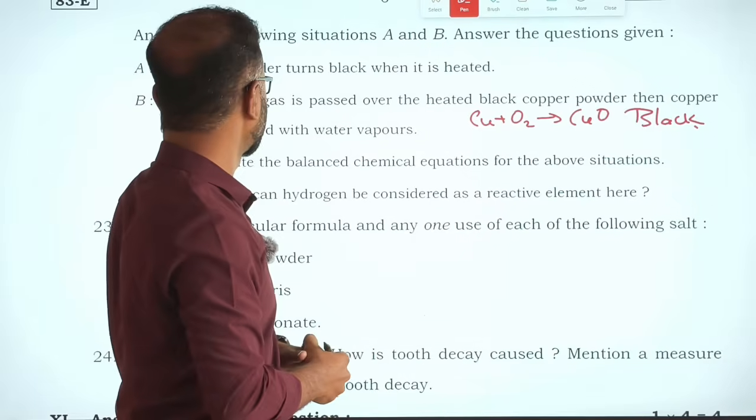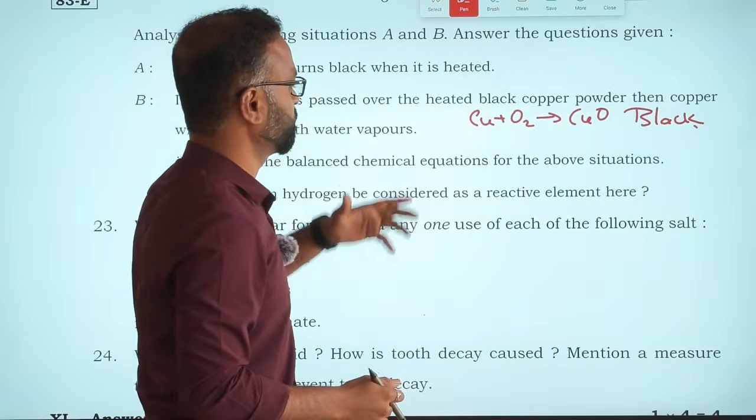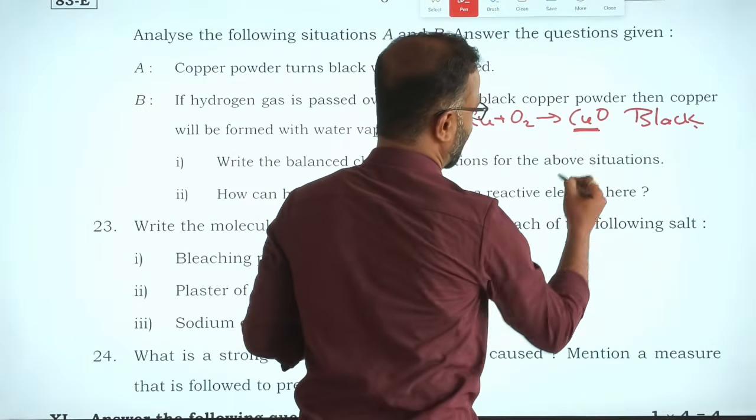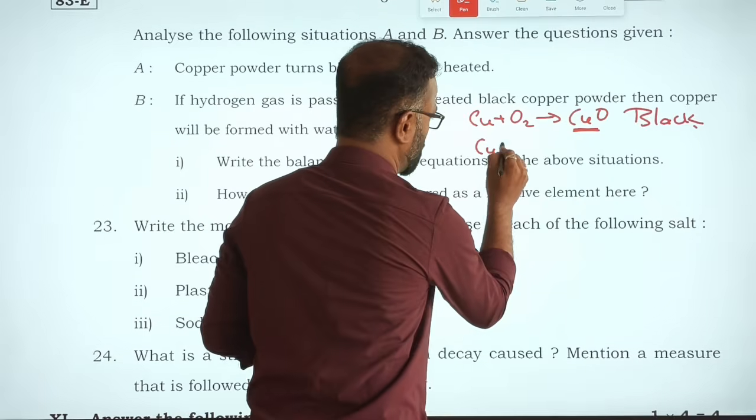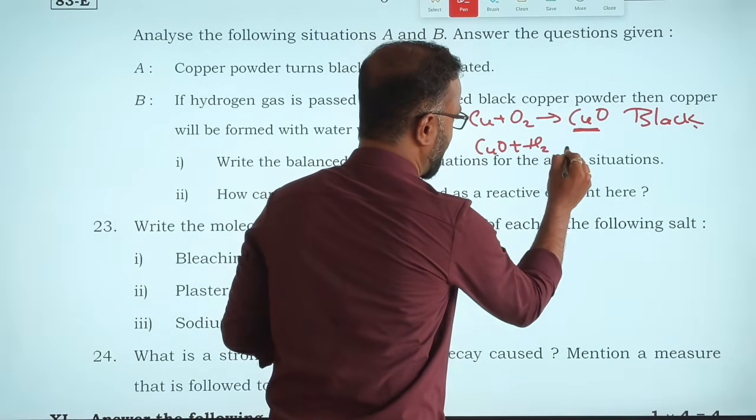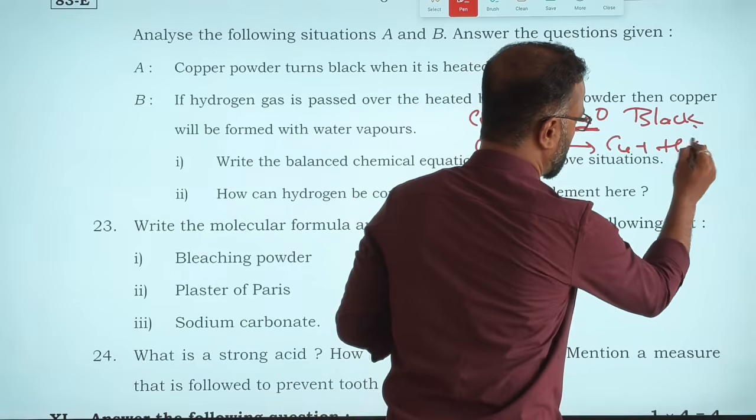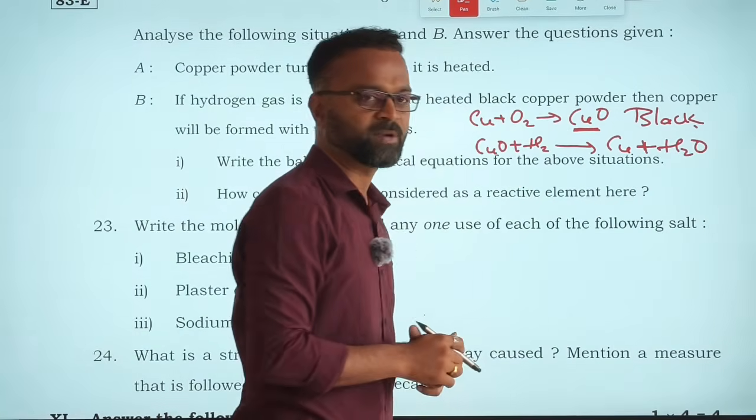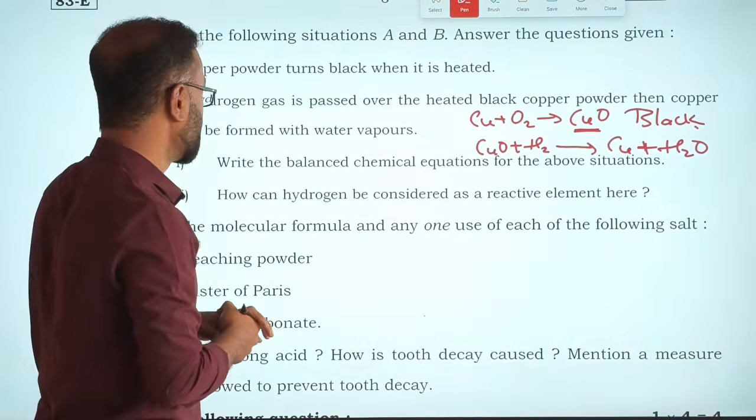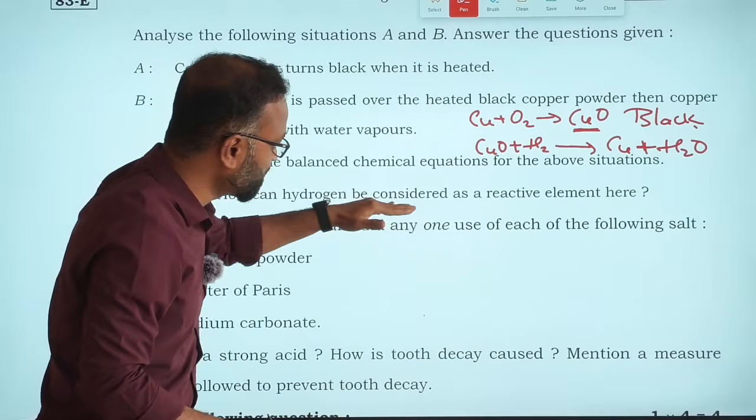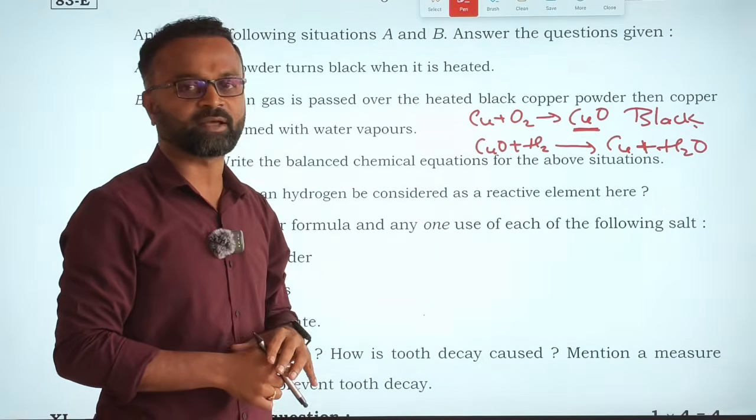Copper oxide, a black compound. Now hydrogen gas is passed over this copper oxide. Then what happens? CuO plus H2 forms copper plus water. Very simple. Now, how can hydrogen be considered as a reactive element?